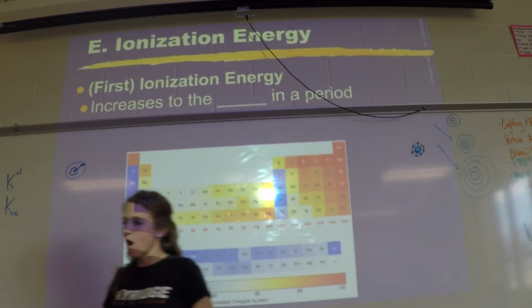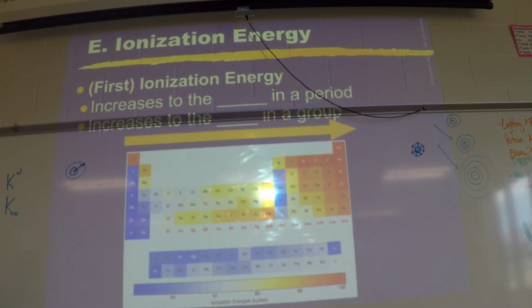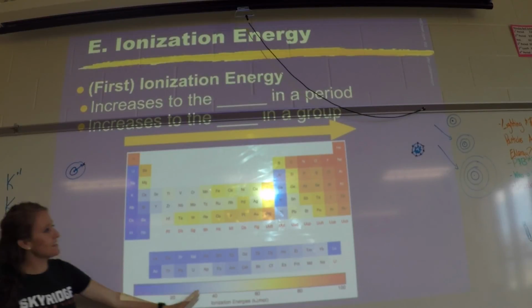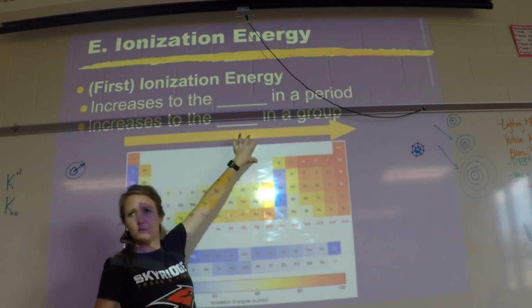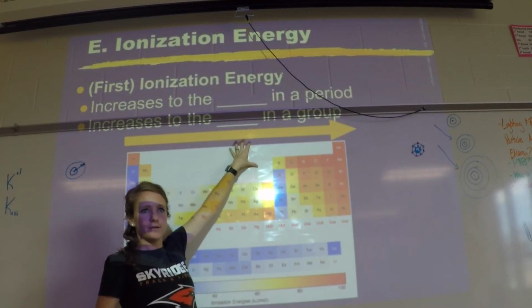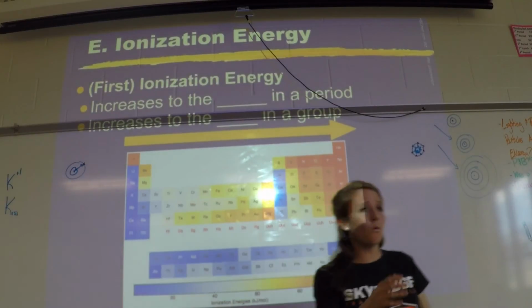Okay? All right, what about our group pattern? Is it increasing up or down? Up. Good. Generally, it's increasing as we go up. There's more red near the top. So now let's talk about the 2 reasons of why.